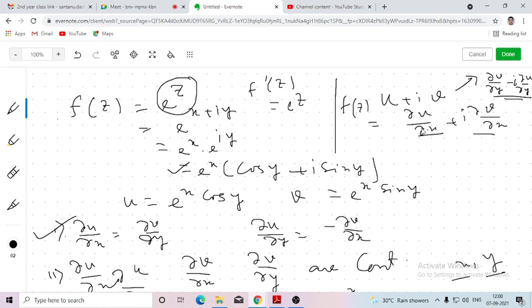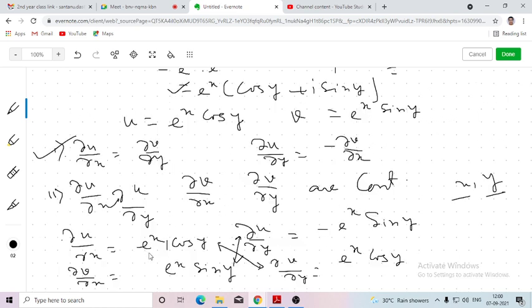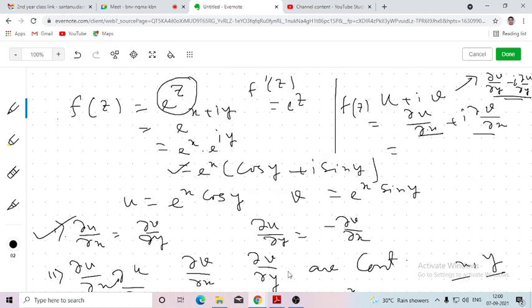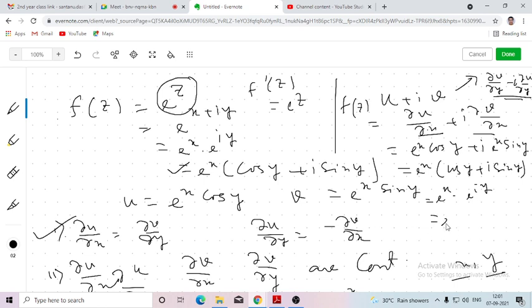So if I consider this, what is del u/del x? Del u/del x is e to the power x cos y, and this is e to the power x sin y. So e to the power x cos y plus i e to the power x sin y. If you take e to the power x common, it will be cos y plus i sin y. So e to the power x times e to the power iy, that is e to the power x plus iy, so e to the power z. So the derivative of f(z) with respect to z is e to the power z. By using this formula also, we are getting the derivative as e to the power z. So this will be our required derivative, and in that way we can verify that the derivative can be written in that form also.